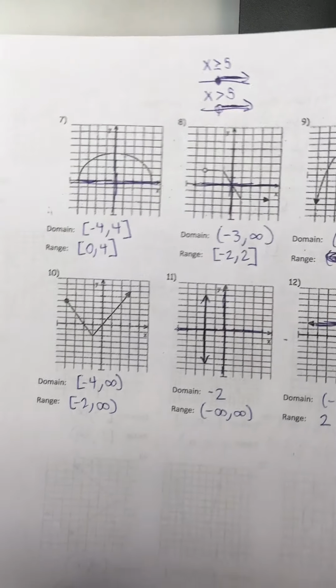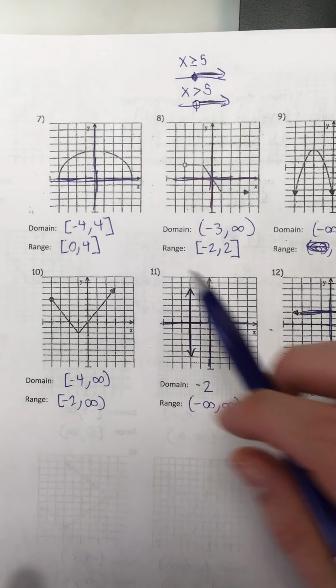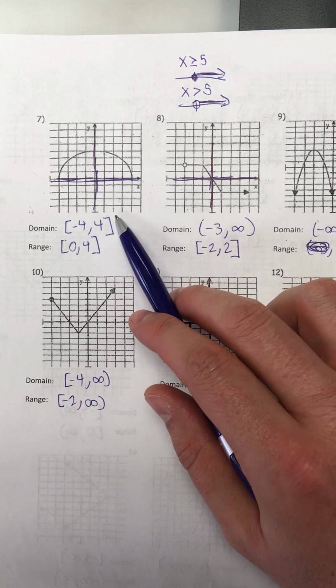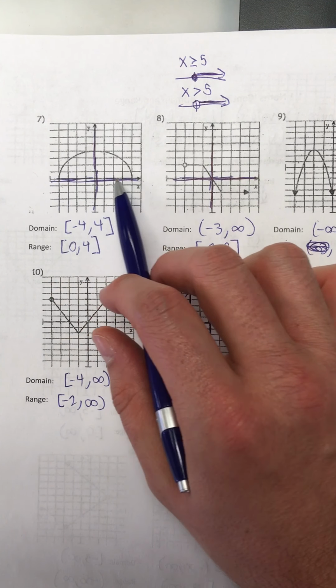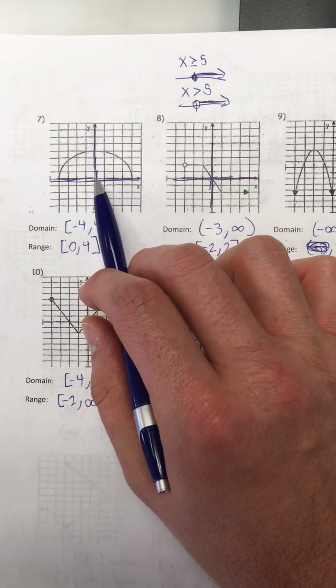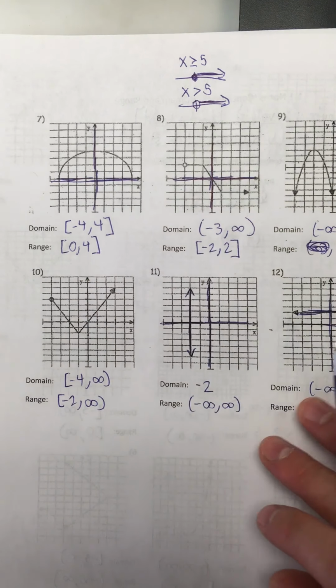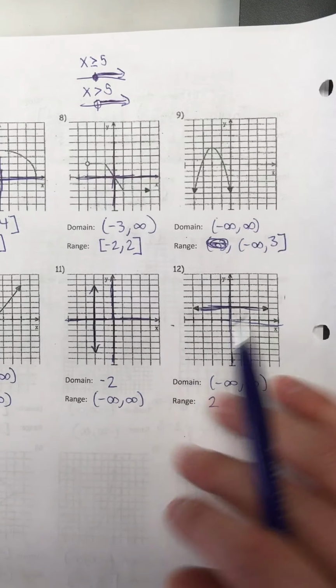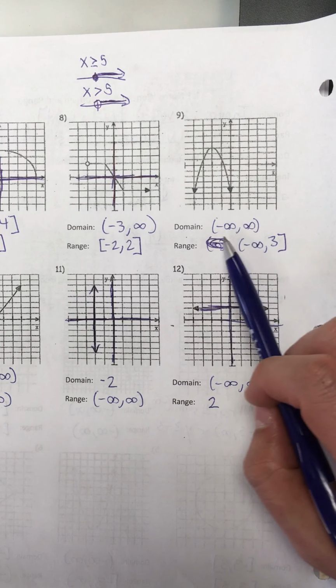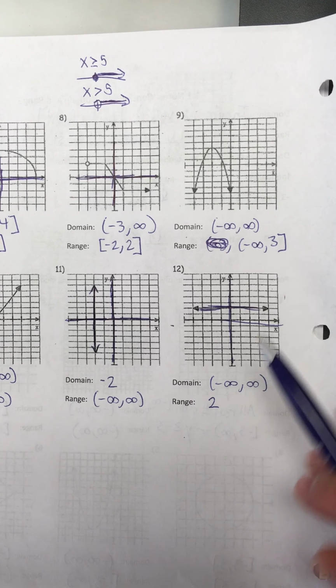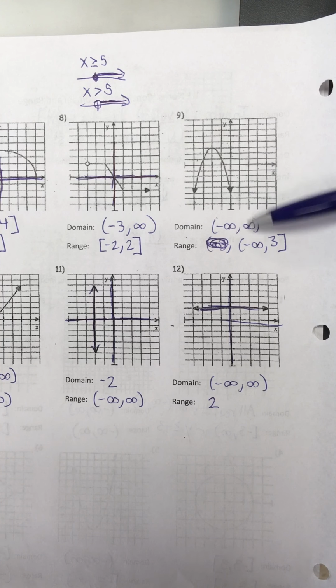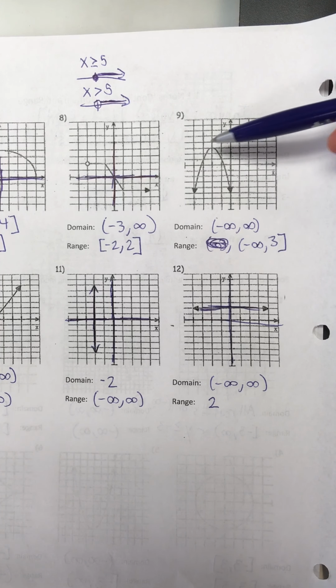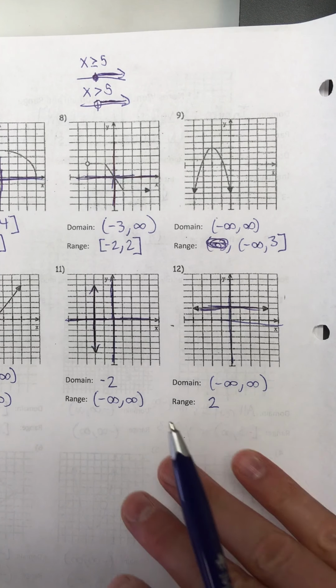Let's check. Number 7, left to negative 4, right to positive 4. The lowest it goes, either of these points, the y number is 0. The highest it goes is 4. We did number 8 already. Number 9 goes left and right forever, negative infinity to infinity. The range, it goes down forever to negative infinity. The highest it goes, this y number right here, you're not looking at the x number now, you're looking at the y number, is positive 3.